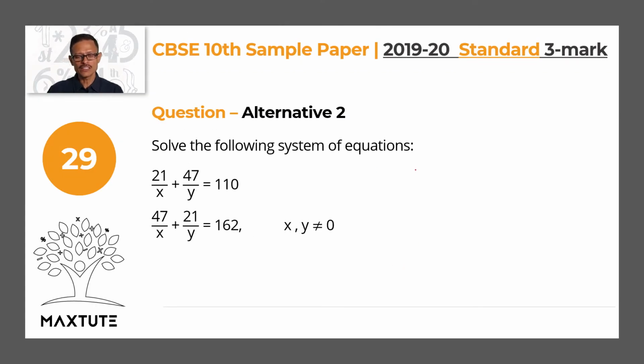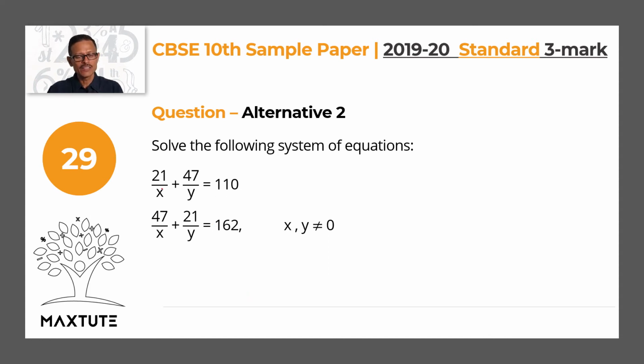The next question actually is a very standard textbook question. Solve the following system of equations. 21 by x plus 47 by y equals 110. 47 by x plus 21 by y is equal to 162. So essentially, we'll reduce this to a system of linear equations in two variables.